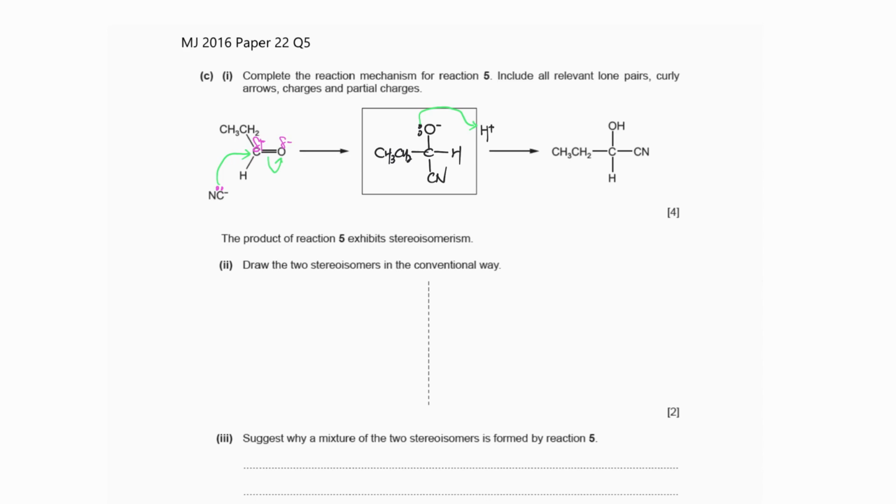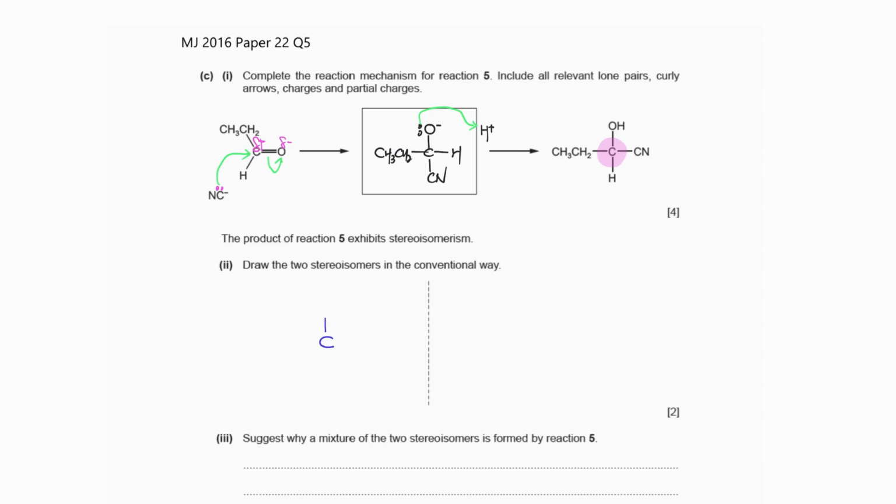So next to go, they want us to draw the two stereoisomers for the product. So we have two kinds of stereoisomerism: cis-trans isomerism and also optical isomerism. Since there's no double bond here, next we check for optical isomerism. We can actually find a chiral carbon here, where we have a carbon bonded to 4 different groups. If it has a chiral carbon, it will show optical isomerism. So here we go, we have to draw the optical isomers of the product.